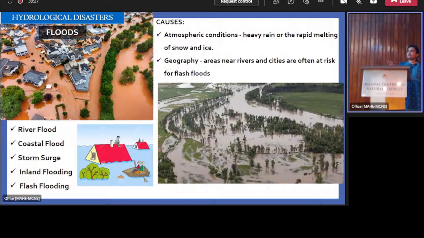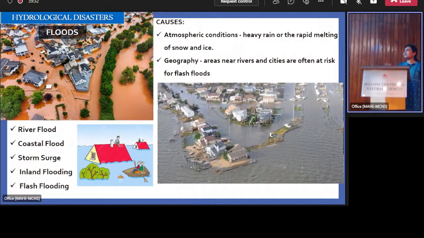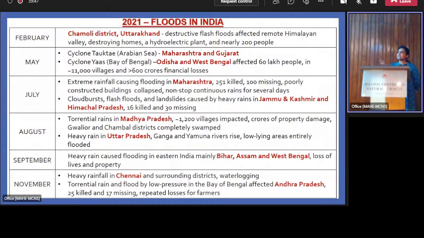Now, the hydrological disasters include floods. It is caused when atmospheric conditions like heavy rain or rapid melting of snow occur, and it also depends on the geography where you are living, such as near a river, or where you have a high risk of flash flooding. In 2021, from February till November, several flood events occurred, and all were catastrophic. In Uttarakhand in February, and two cyclones created floods in Maharashtra, Gujarat, Odisha, and West Bengal. This I will discuss in the cyclone part. And Jammu and Kashmir, Madhya Pradesh, Uttar Pradesh, everywhere you see floods; India is a flood-prone country.